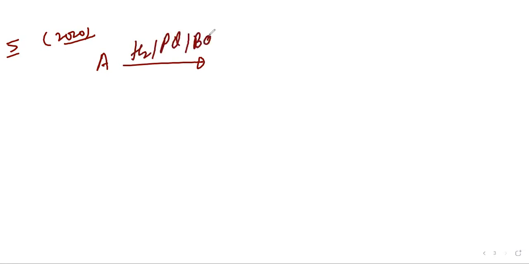Now see the fifth one, asked also in 2020. Identify A in the following reaction. Compound A is given as a reactant. It reacts with H2 and Pd in the presence of barium sulfate, forming benzaldehyde. So benzaldehyde will look like this. You have to tell me what A is.